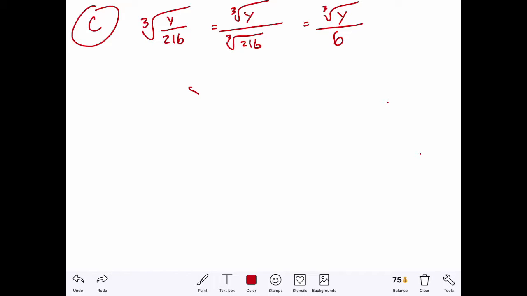The cube root of y over 216. Well, we can always apply that cube root to each individually by multiplication or division, right? Our quotient rule or our product rule applies here to cube roots as well. So the cube root of y is just the cube root of y, nothing we can do with that one. The cube root of 216 is, well, what number multiplied by itself 3 times is 216? That would be 6. So 6 escapes, and that would be the cube root of y over 6, and that's our answer, okay?